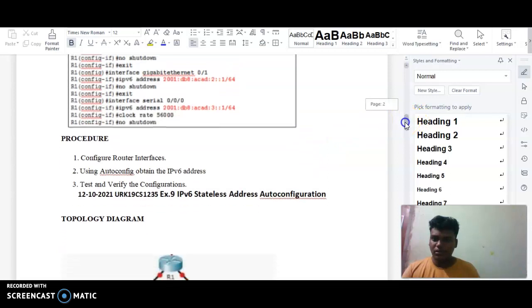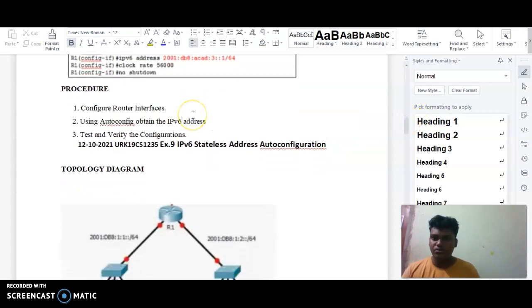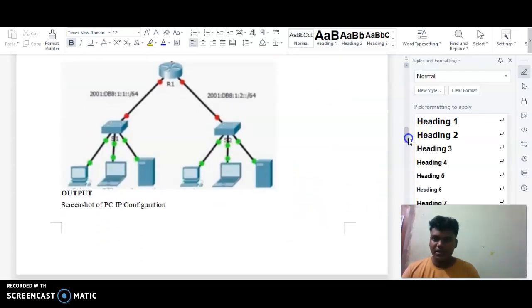56,000. The procedure is: configure the router interface using auto configure, update the IPv6 address, test and verify the configuration. And this is the topology diagram. In this topology diagram, there are S1, S2 servers, a normal server, and this is the system.